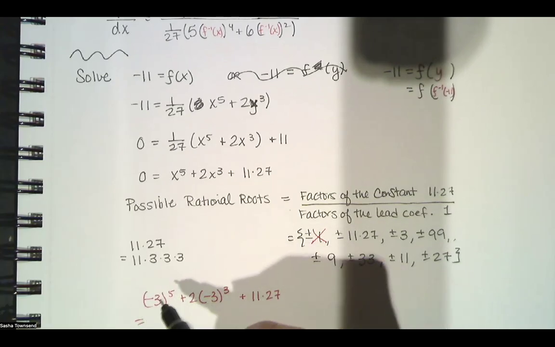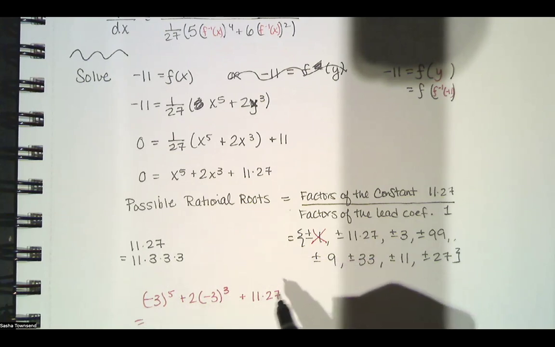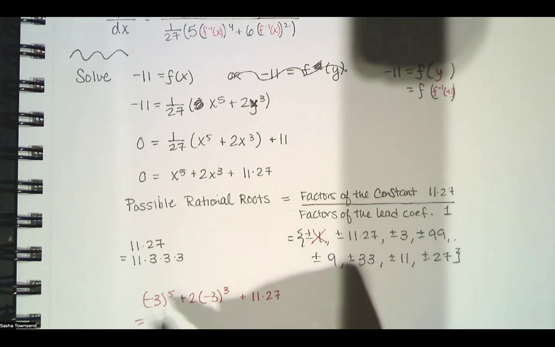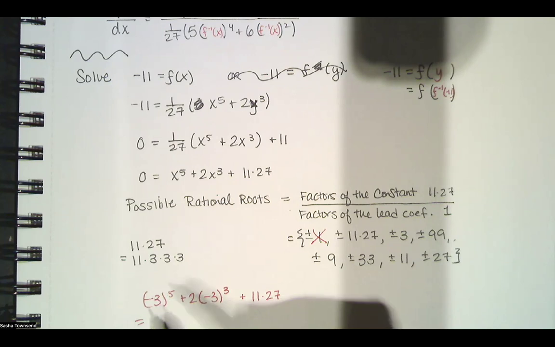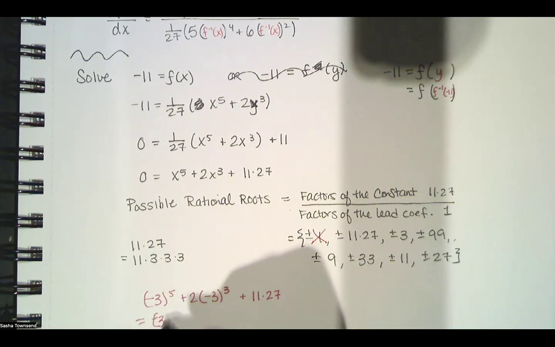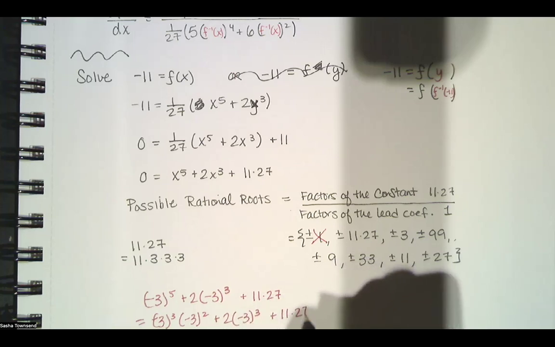Well, I guess you could say it's 81 times 3. But I'm mostly interested in those factors that multiply to give me 27. I know 3 times 3 times 3 is 27, so I'll think of that first. This negative 3 to the fifth, I'm thinking of as negative 3 cubed times negative 3 squared, because this is 5 negative 3's multiplying each other. So I've got negative 3 cubed times negative 3 squared plus 2 times negative 3 cubed plus 11 times 27.